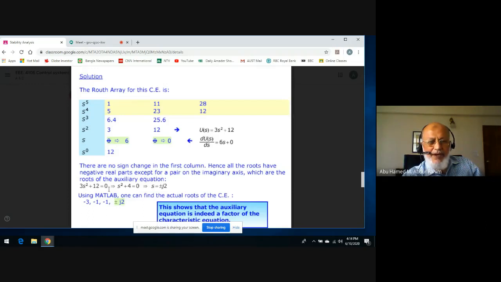দেখি আমরা কি পাই? 3s square plus 12 লিখছি, so s square plus 4 equals 0. S is plus j2, minus j2. So we get additionally, stable তোমরা হলোই, no roots in the right half S plane. Additionally we get information that there is a root at plus j2 and another root at minus j2. Okay, this is extra information you get.